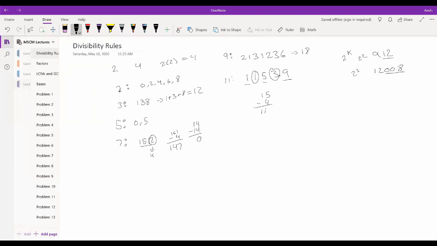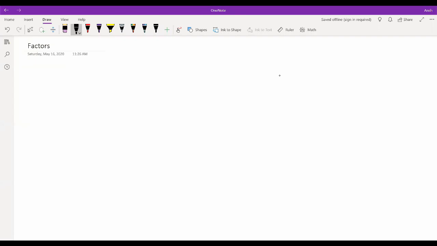So now we'll move on to our next topic of factors. All right, so one of the largest focuses of number theory are factors of a number. A factor is basically any positive integer that divides a number. So if we list out the factors of 6, the positive integers that divide 6 would be 1, since 6 divided by 1 is 6, 2, since 6 divided by 2 is 3, and then obviously 3, and then 6.